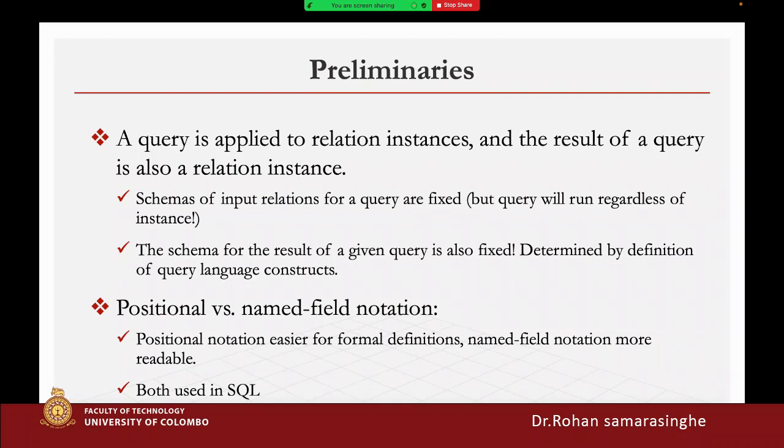The schemas of the input relations for a query are fixed, but the query will run regardless of the instance. You know that the schema has the name of the relation and also the attribute names. The schema for the result of a given query is also fixed, determined by the definition of the query language construct.